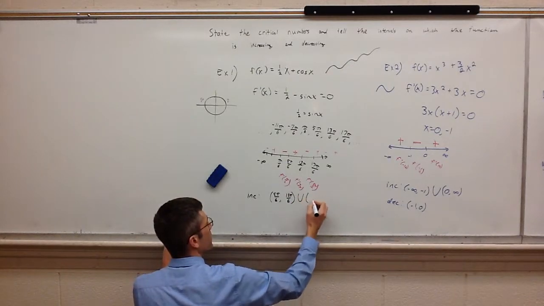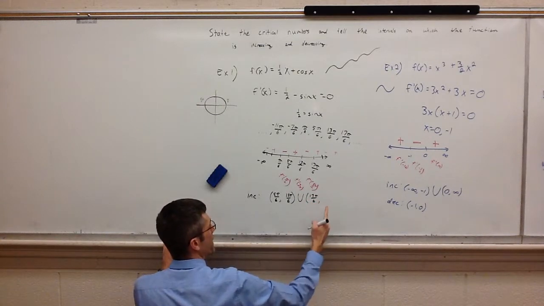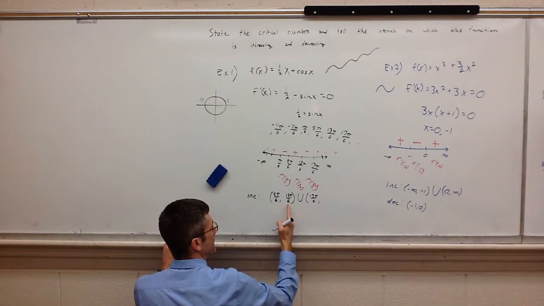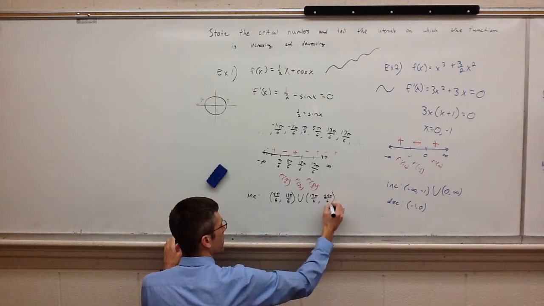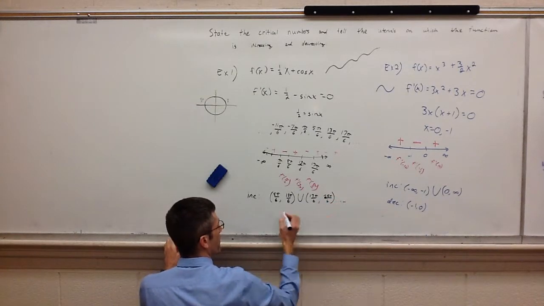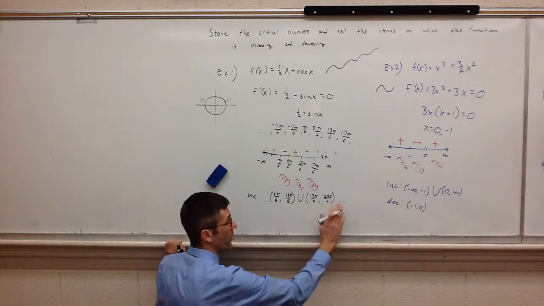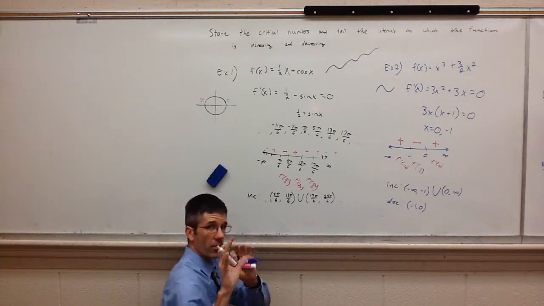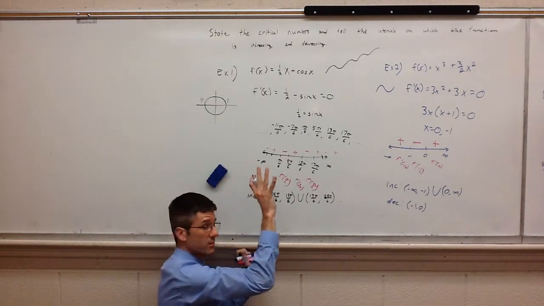union 17 pi over 6 to, add 12 to that, 25 pi over 6. Keeps going forever in that direction, keeps going forever in that direction. That is not the most formal way of writing it, but we're going to go with it for now. Again, the meat of this problem was understanding the unit circle. I think this is a good problem for that.